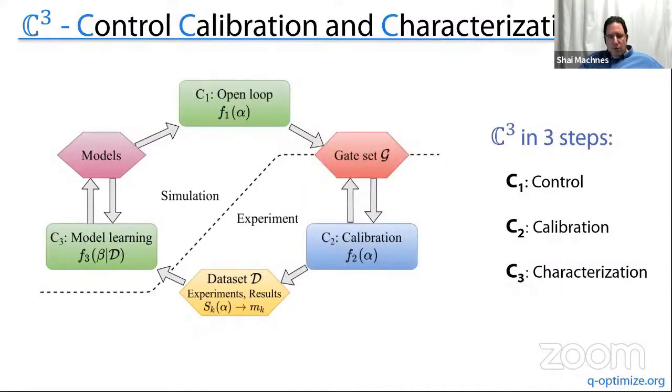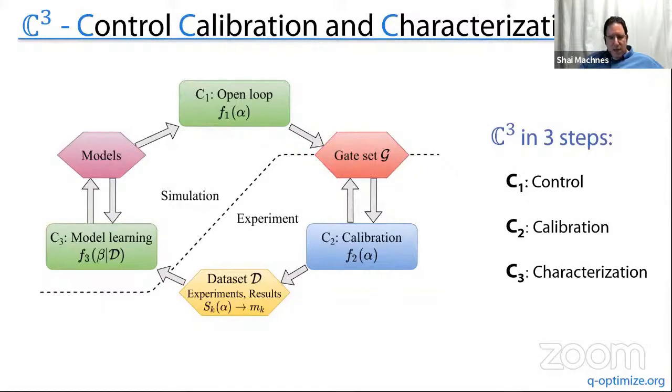Now, if you have what we call a good model, then the open loop will create a gate set that works as well as can be on this hardware. Calibration will do nothing, right? So we repeat this process until it converges, in the sense that there's nothing that can be improved with calibration.